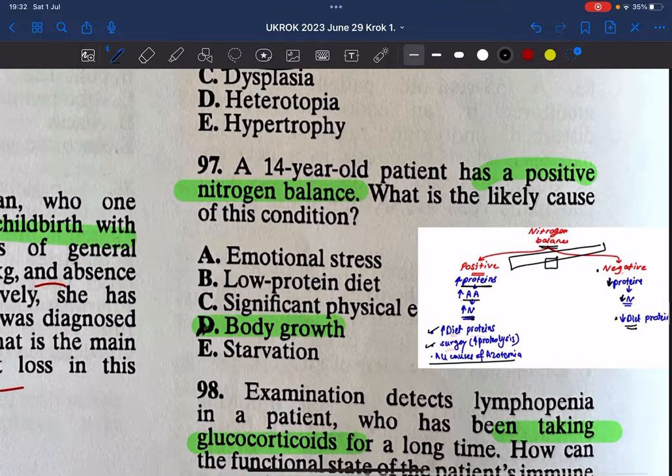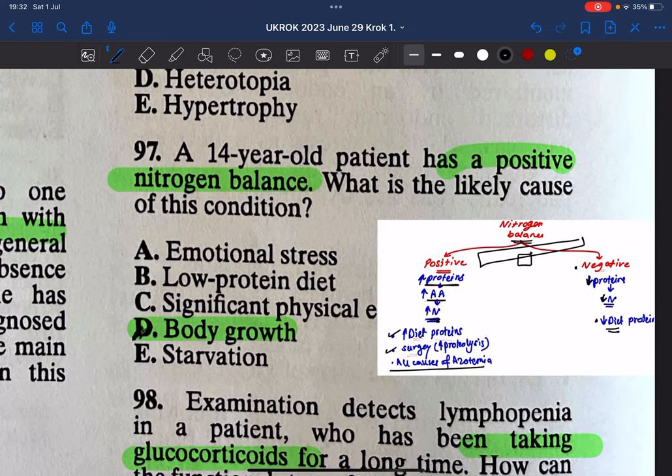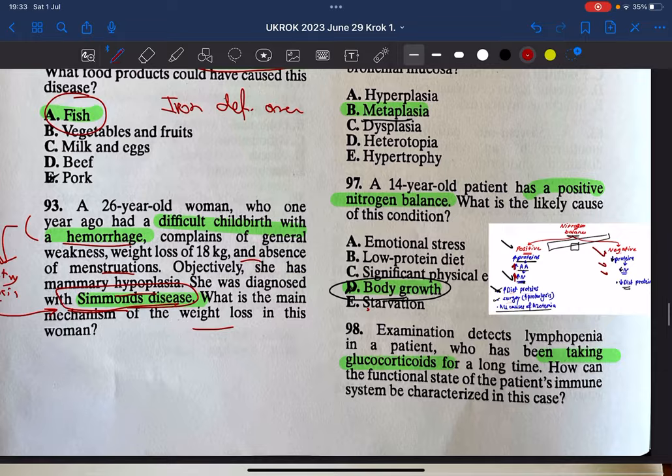A 14-year-old patient has a positive nitrogen balance. What is the likely cause of this condition? Nitrogen balance refers to the amount of nitrogen. If it's positive, then we have a lot of nitrogen. That can happen in case of an increase of proteins in the diet, and also with body growth, because body growth means a lot of proteins, a lot of amino acids, and a lot of nitrogen. On the other side, negative nitrogen balance means less proteins, less nitrogen. It can happen because of a diet low in protein, like starvation, and so on.